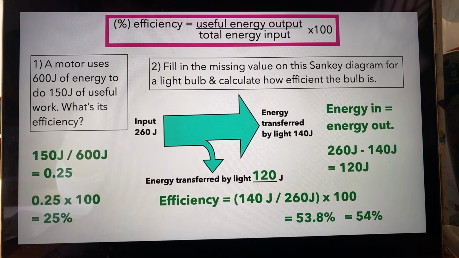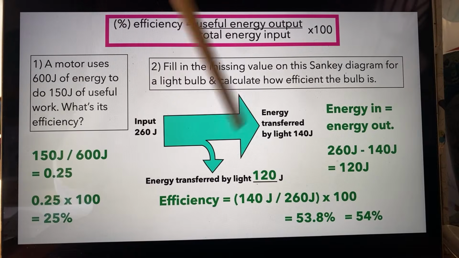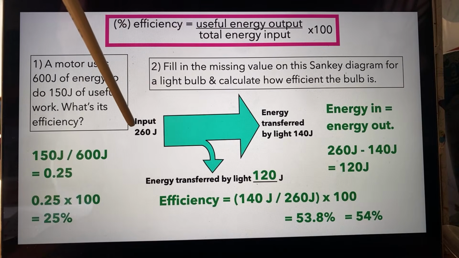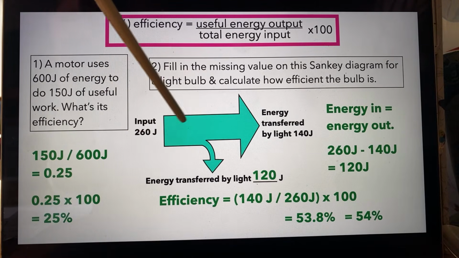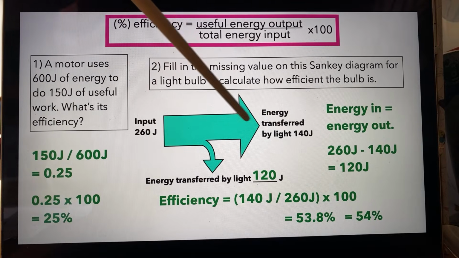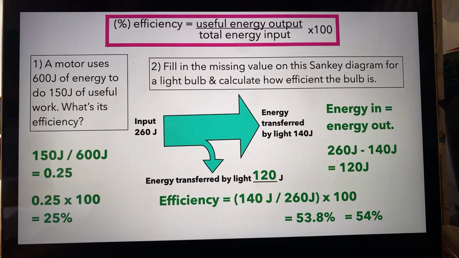so it's 54%. This diagram was awful, wasn't it? That didn't give you any clues at all. But hopefully, if you checked your answer, which you always should do in an exam, you would spot that 54% is about right. Because the energy going in is 260, half of 260 is 130. So if this thing was 50% efficient, you'd expect 130 joules to be transferred by light. And it's just over 130, so just over 50%. Sounds good to me. Moving on.